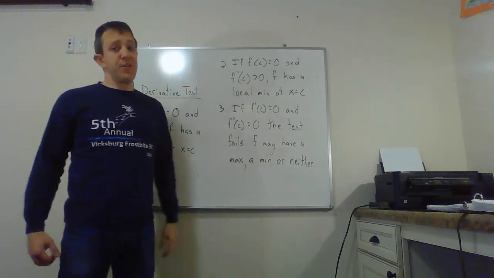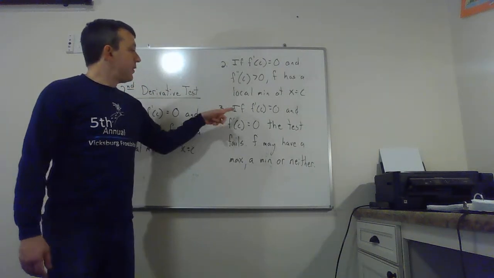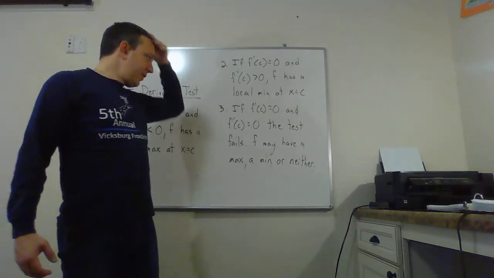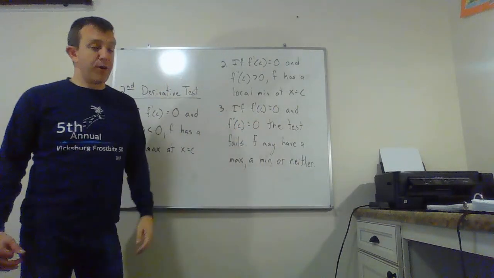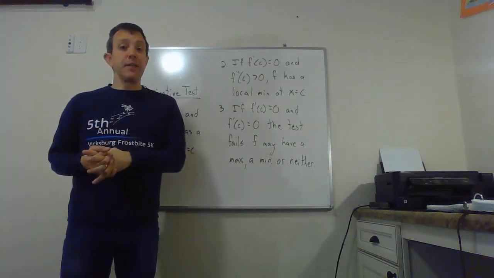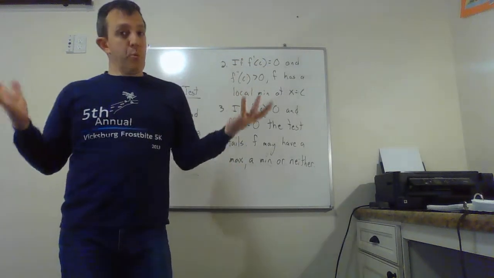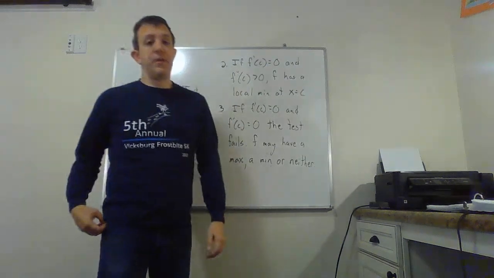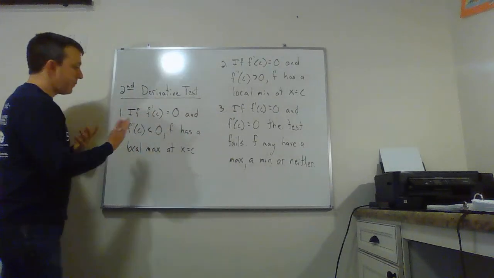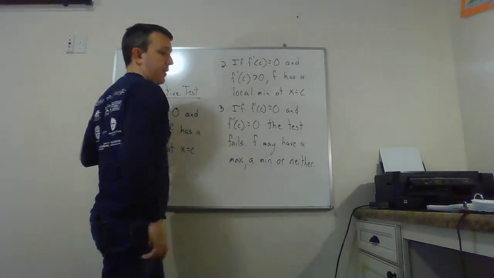And finally, there's a third possibility here, and this one's not super fun, but it works, or rather doesn't work actually. It says if f prime of c is equal to 0 and f double prime of c is 0, the test fails. The test is basically inconclusive. The function may have a max, a min, it might have neither. We don't know. So the second derivative test for maxes and mins only works if the second derivative is less than or greater than 0.